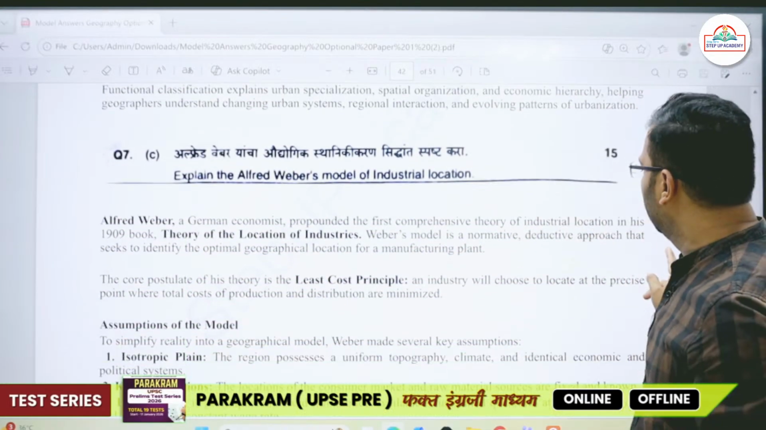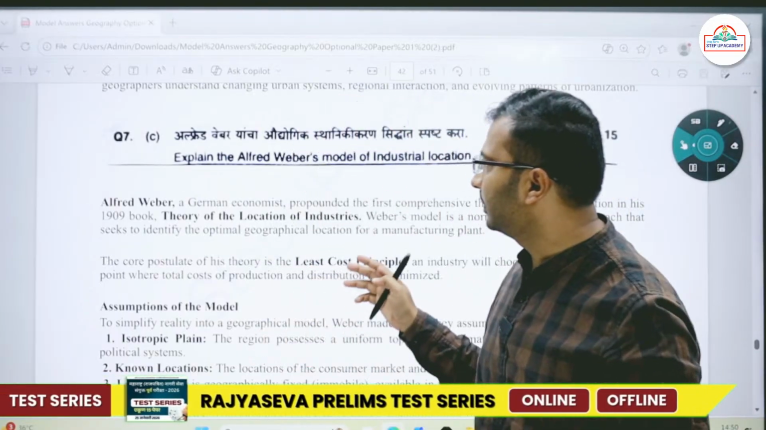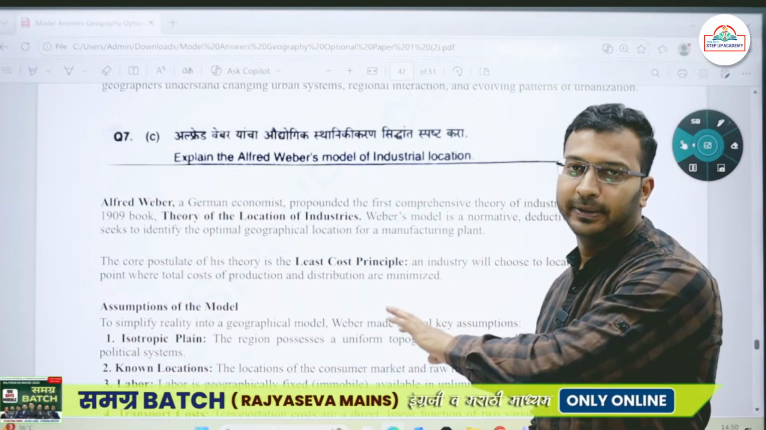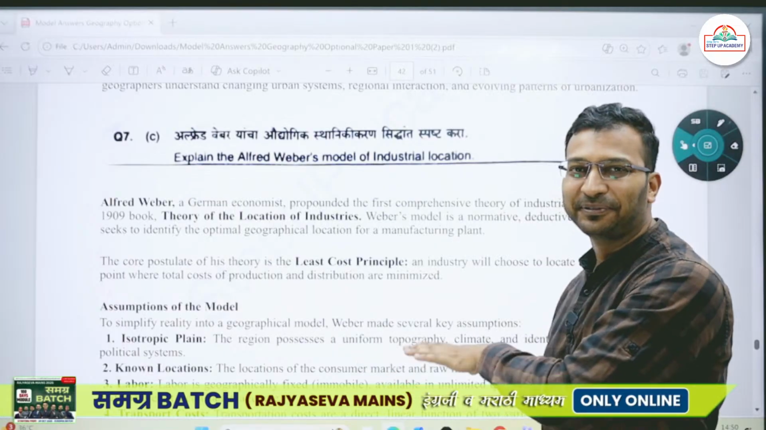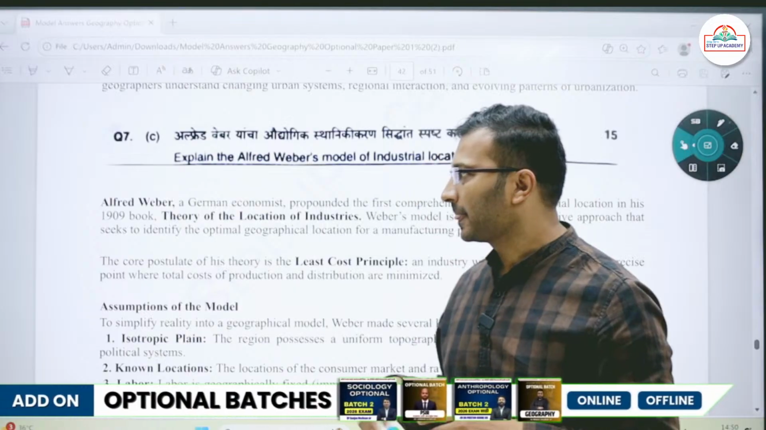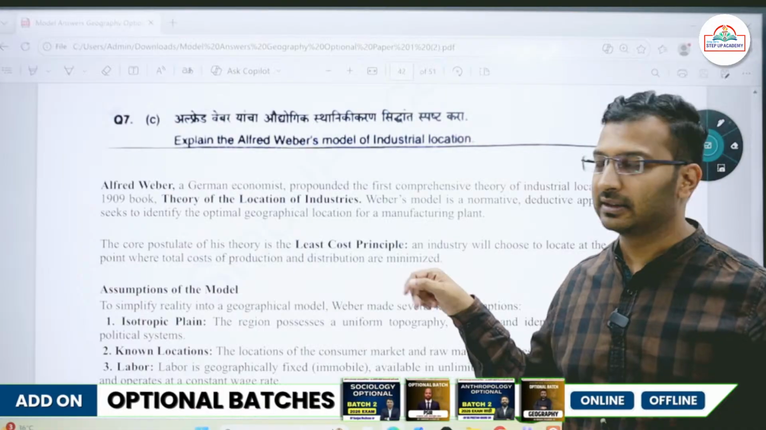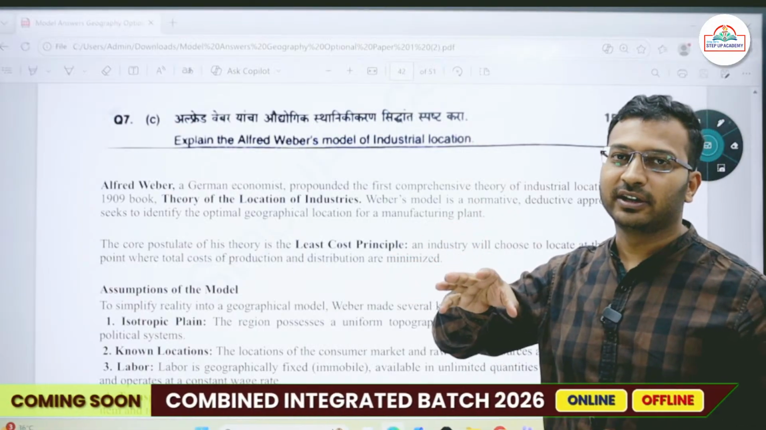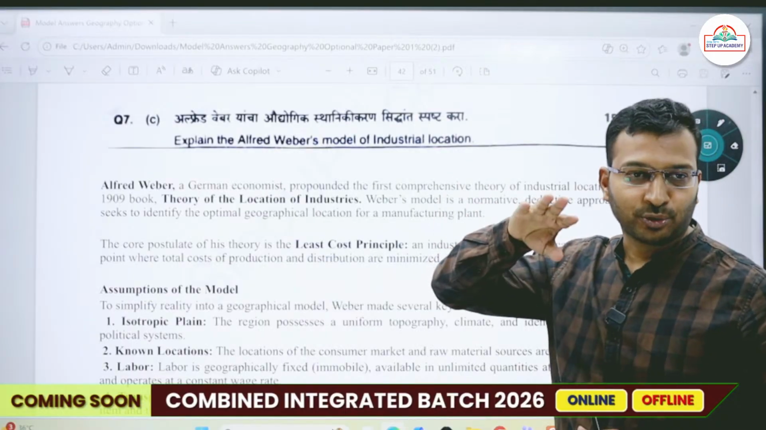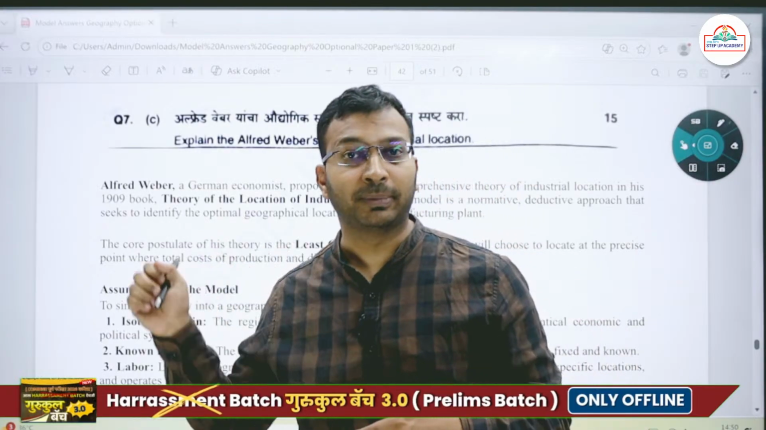Okay, then we come to the next, third question, question number 7C: explain Alfred Weber's model of industrial location. They have simply said explain. So you have to write the entire model of Alfred Weber in detail because it has been asked for 15 marks. If you look at this geography optional paper of MPSC, it is more static oriented, and when it comes to that, you have to write a lot. So do practice answer writing, because without that it will be very difficult to complete these answers.